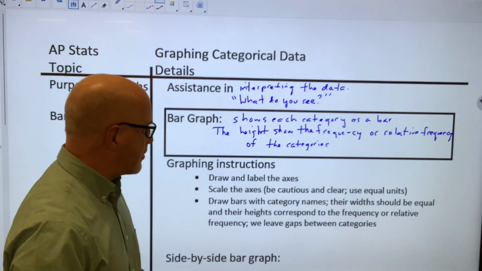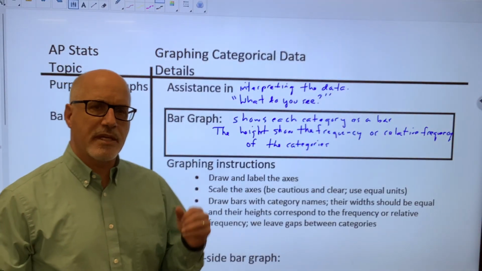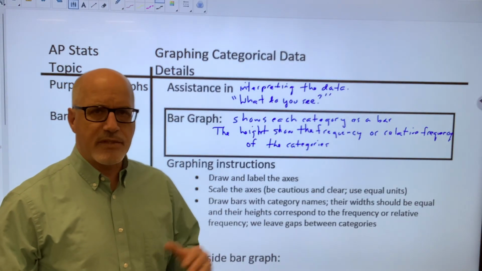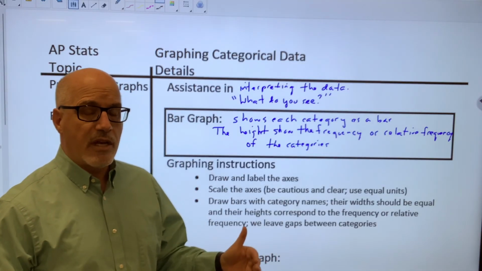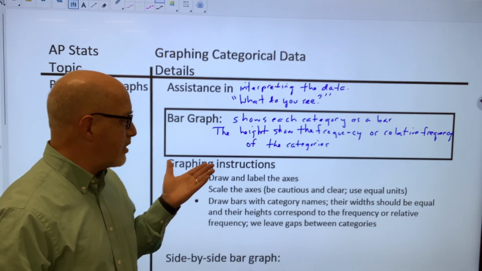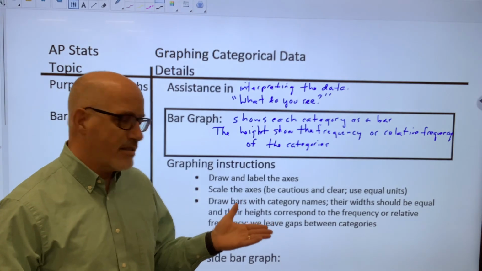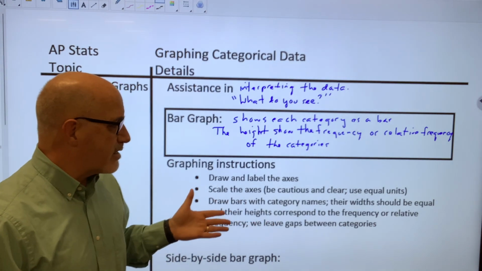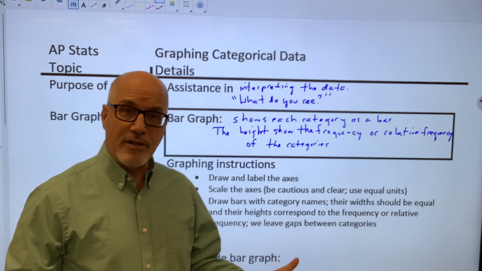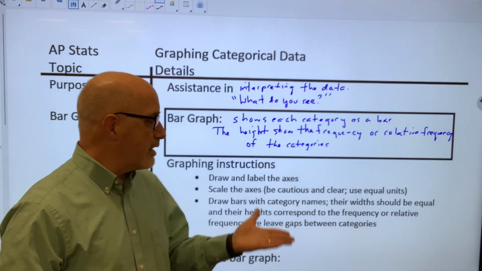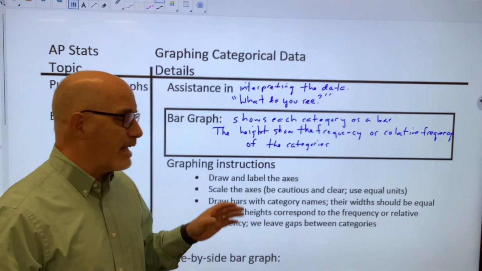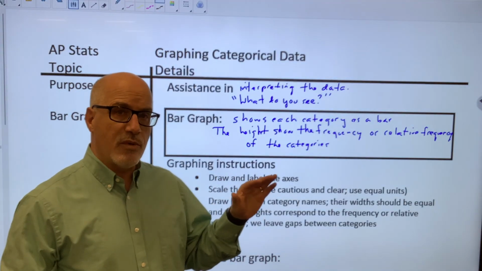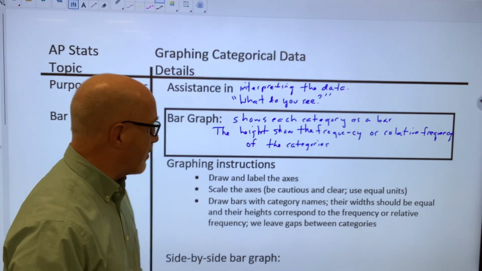Now here are the graphing instructions for this, and this is critical because again, graphs can sometimes be misleading. We don't want to mislead the reader according to what graph we draw. So you have to make sure you draw and label the axes. Make sure you scale the axis. So start usually at 0 and then use equal units. Be cautious about this. Be clear about what each thing is labeling. If you don't use equal units, again, it can be misleading for the graph.